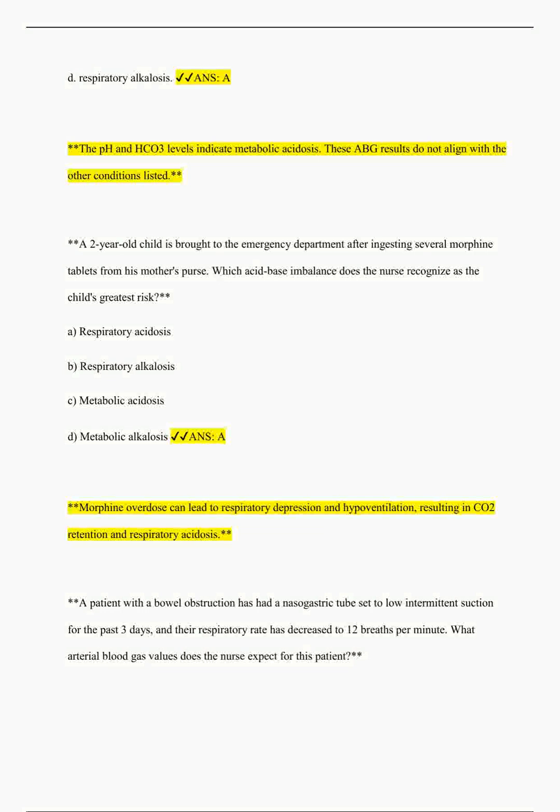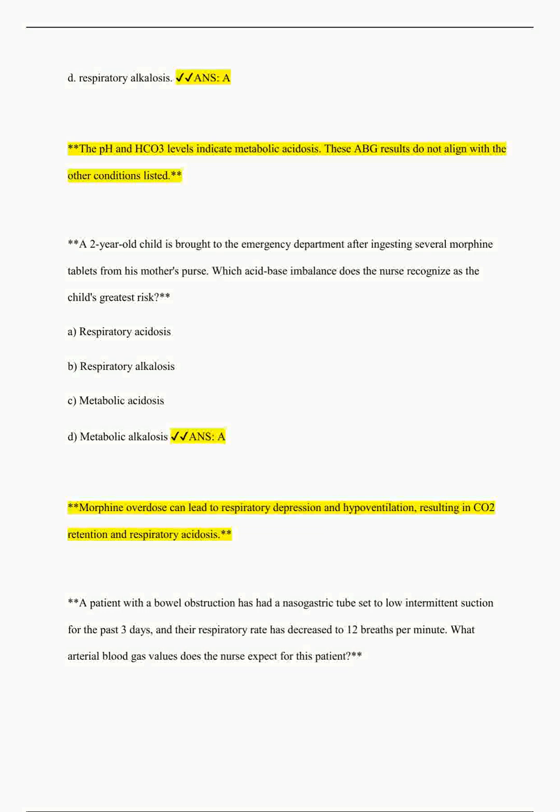A 2-year-old child is brought to the emergency department after ingesting several morphine tablets from his mother's purse. Which acid-base imbalance does the nurse recognize as the child's greatest risk? A. Respiratory acidosis. B. Respiratory alkalosis. C. Metabolic acidosis. D. Metabolic alkalosis.